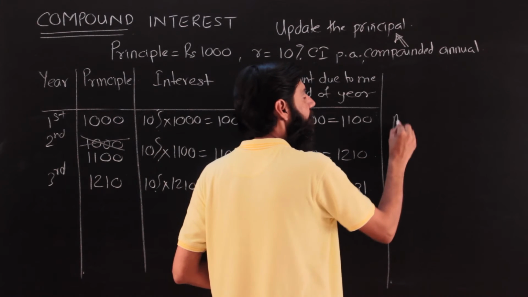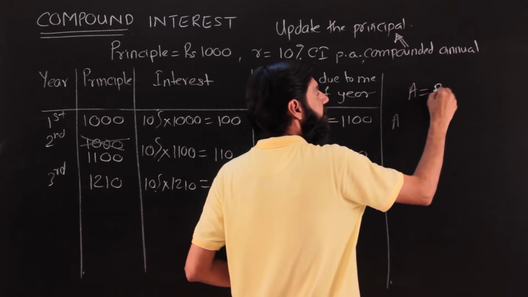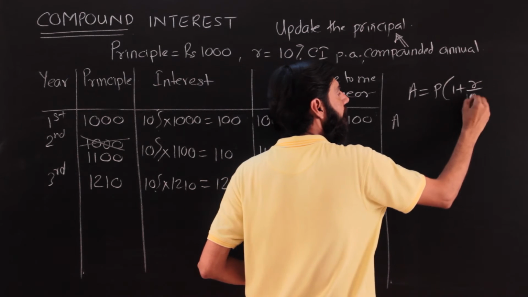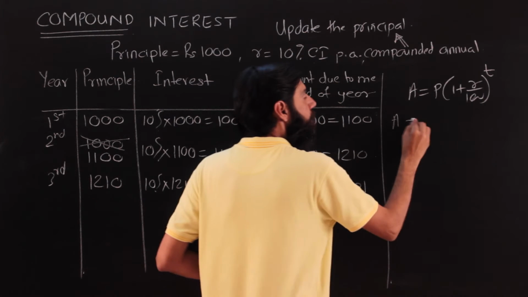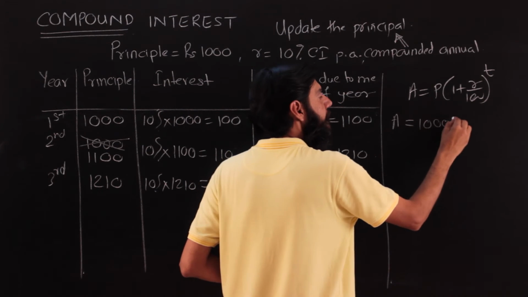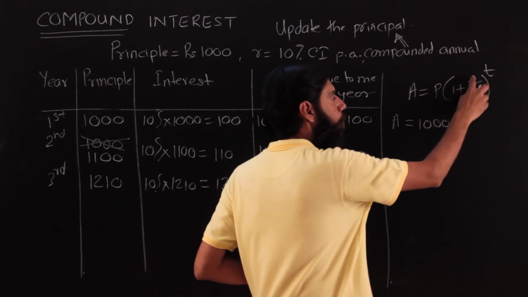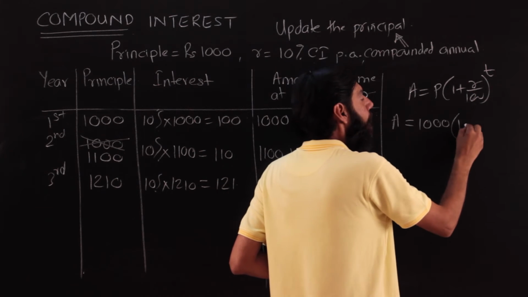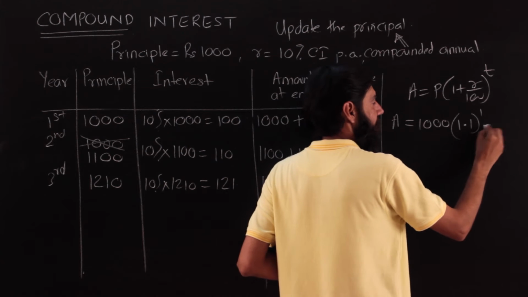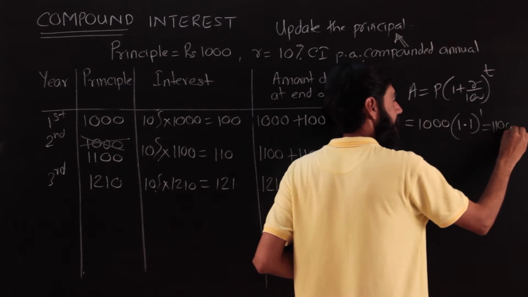So what is the formula way? The formula tells me amount is principal into 1 plus R by 100 raised to T. So principal was 1000. R is 10%. So 10 by 100 is 0.1. Now we'll use the decimal raised to 1, which is going to be 1100.